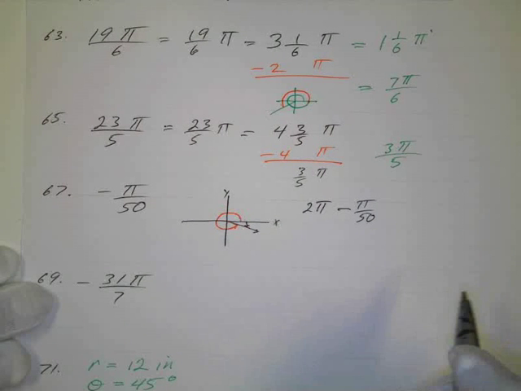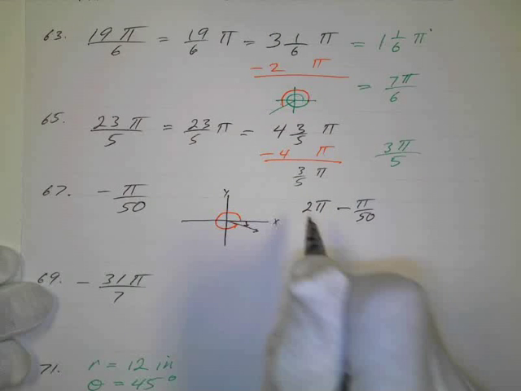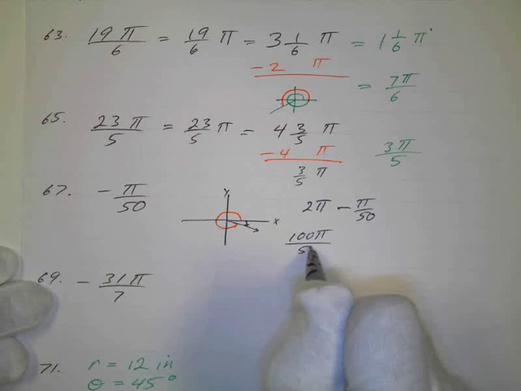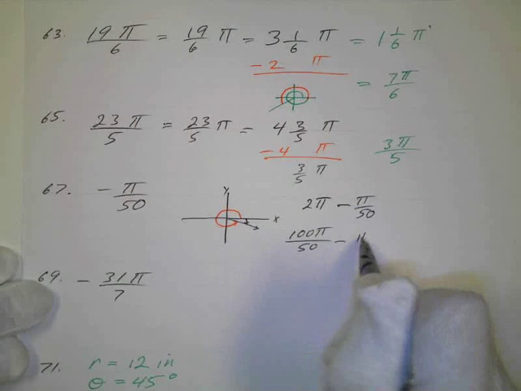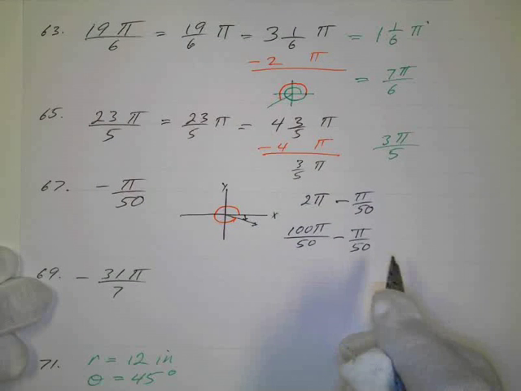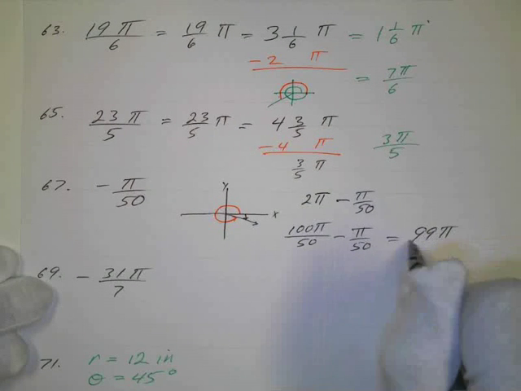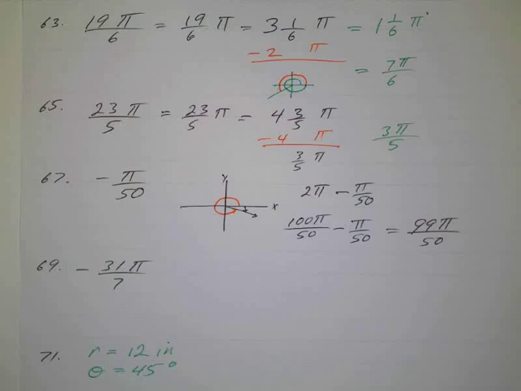Now, how can I subtract these fractions? I have to have a common denominator. What's the common denominator? It's 50. So if I multiply the top and the bottom by 50, this would be 100 pi over 50, right? 50 goes into 100 twice, that's 2 pi, minus 1 pi over 50. So what's 100 minus 1? 99. So it's 99 pi over 50. All right?